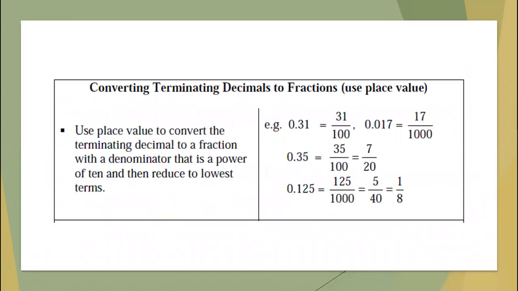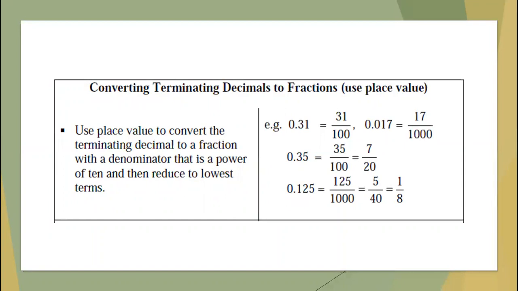Converting terminating decimals to fractions, use place value. Use place value to convert the terminating decimal to a fraction with a denominator that is a power of 10, and then reduce to lowest terms. So first and foremost, you convert it to a fraction with the denominator being a power of 10, so 10, 100, 1,000, and then you will go further and reduce it to the lowest terms, which means simplest form or reduced form, if it can be reduced.